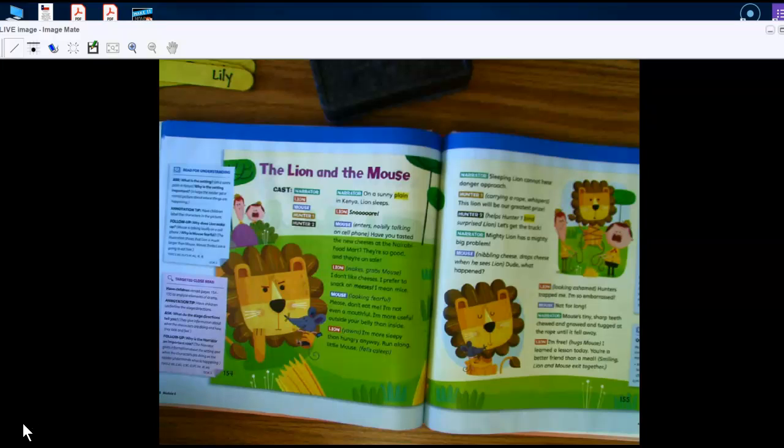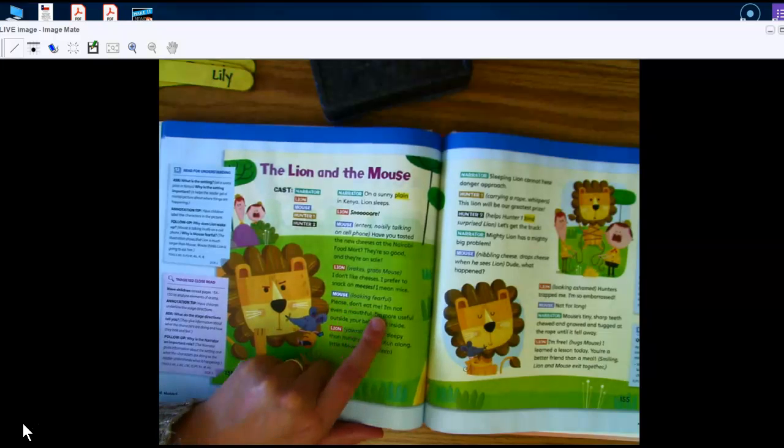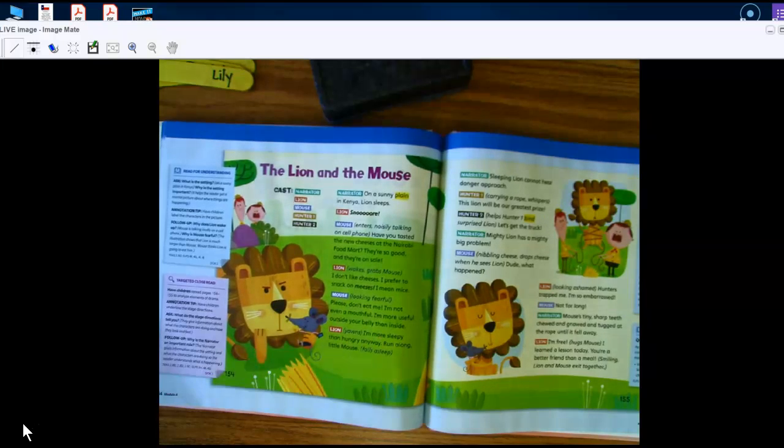All right, why is Mouse so fearful? When it says Mouse looking fearful, it says, please don't eat me. I'm not even a mouthful. Why is Mouse so fearful, Emma? He's scared. That's right. He is scared.